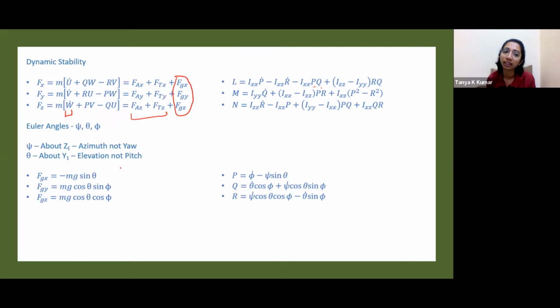Now, in the previous class, I had asked why this term, psi, doesn't appear in any of these terms. Why? Because if you imagine your aircraft to be oriented as such, okay?